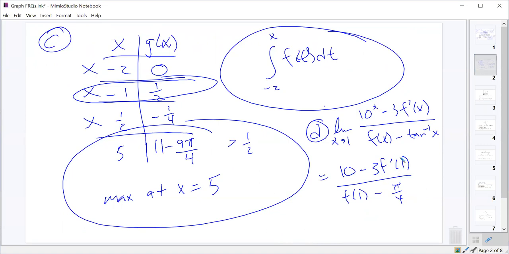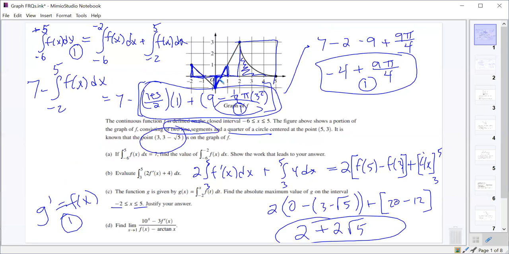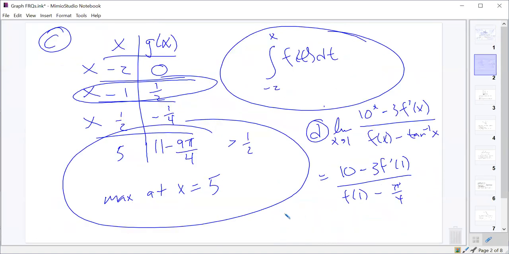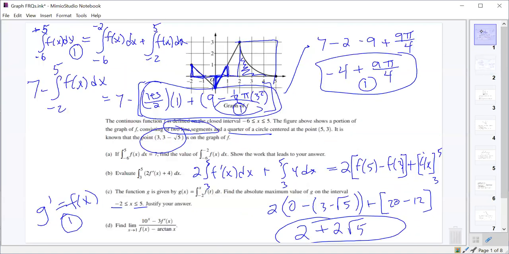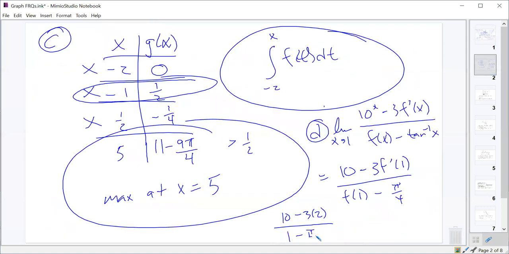So f prime of 1 is the slope of f at 1. Well, the slope of f at 1 is the slope of this linear piece. Slope of that linear piece there is a rise of 4, run of 2. That's a slope of 2. So we have 10 minus 3 times 2. And then f of 1 in the bottom there, f of 1 should be 1. If you just look at the value there, should be 1 minus pi over 4. So we end up with 4 over 1 minus pi over 4.